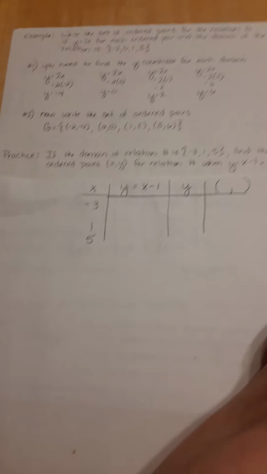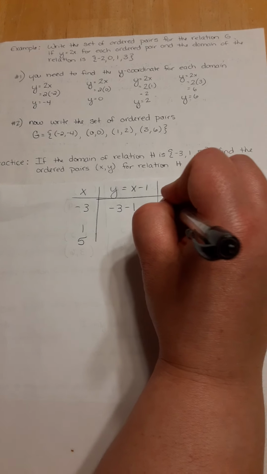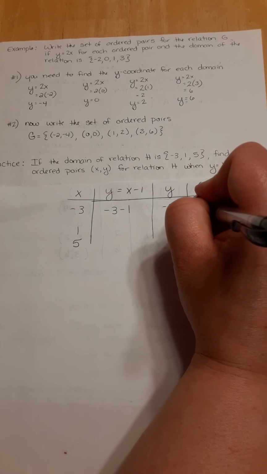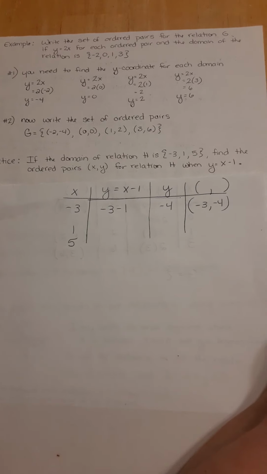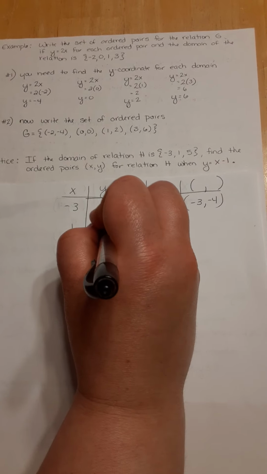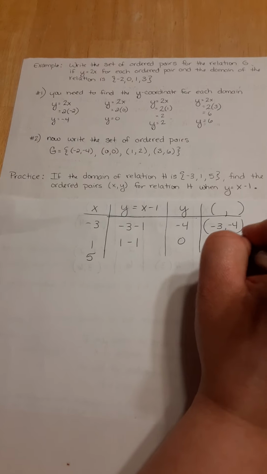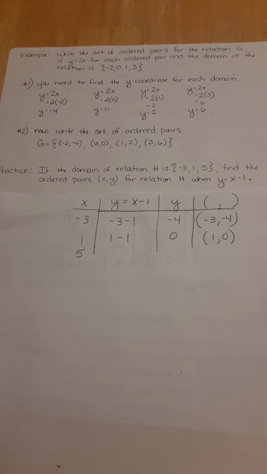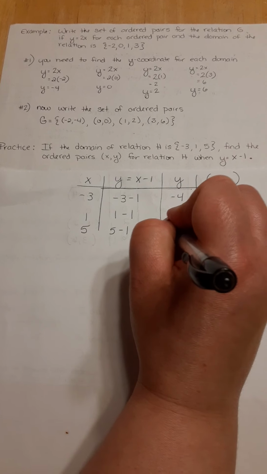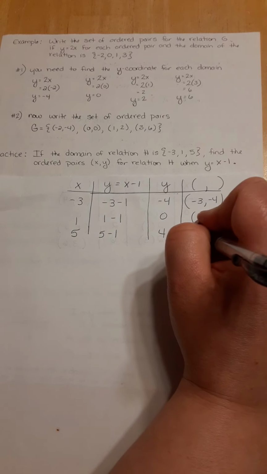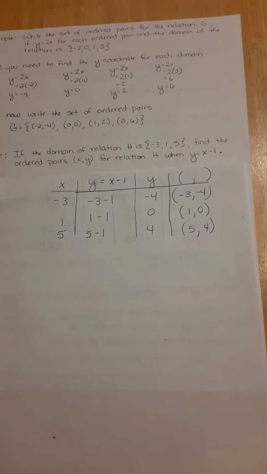So now we just put it into our equation. X I put in as negative 3. I get y to be negative 4. And my ordered pair is going to be negative 3 and negative 4. Now substitute 1 in for x. And I find out I get 0. X always comes first in my ordered pair. And do the last one, substitute 5 in for my x. And I find out 5 minus 1 is 4 for my y. Ordered pair, x comes first, then y. And so there's my ordered pair.